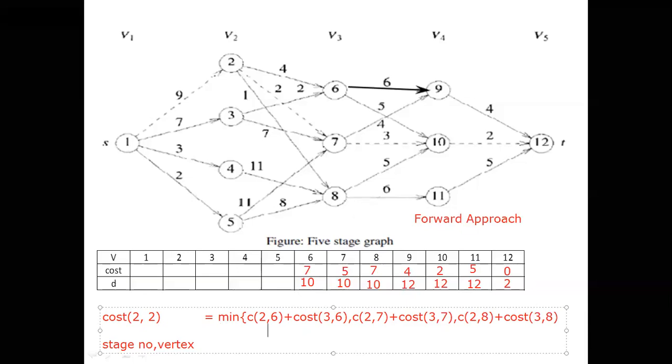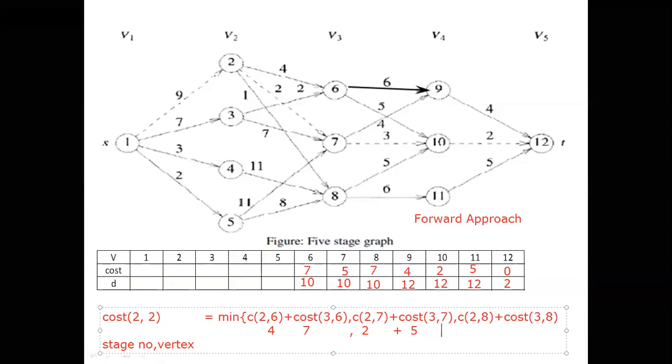C of 2, 6. 2, 6 it is 4. 3, 6. What is the value of 3, 6? What is the 6 value? It is 7, comma. C of 2, 7. What is 2, 7 value? 2 to 7, it is 2. It is 2 plus, what is cost of 3, 7? Cost matrix is here. Cost table is there. We have to find it out here. Cost of 3, 7. 7 it is 5.